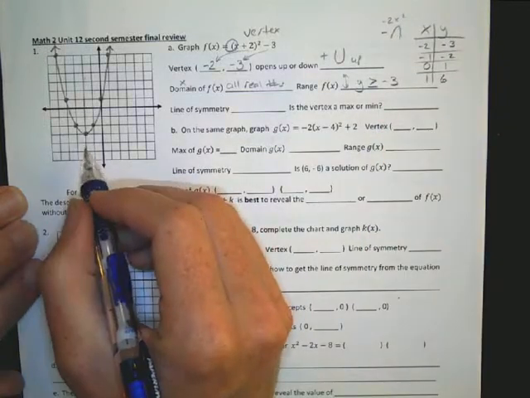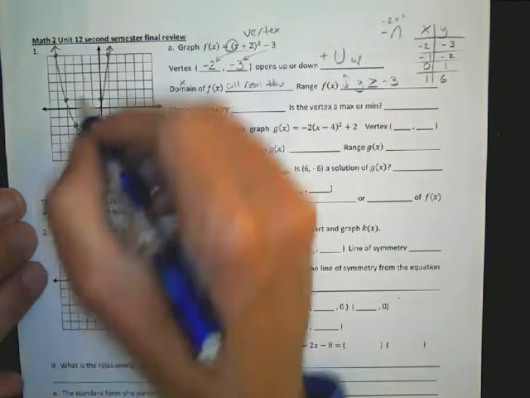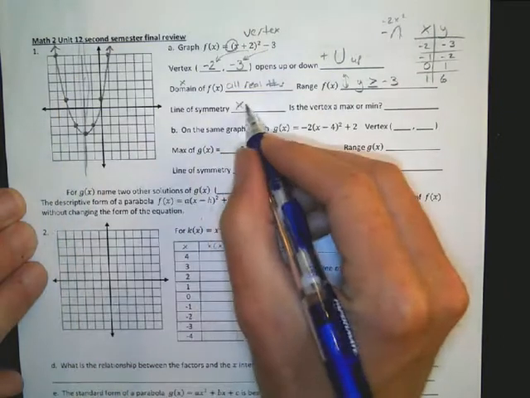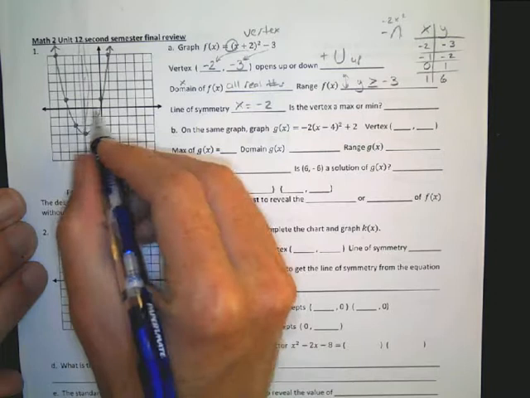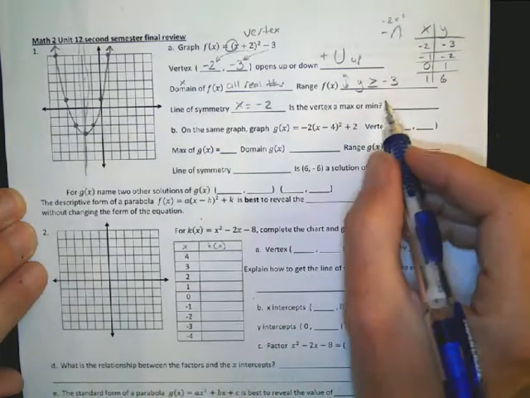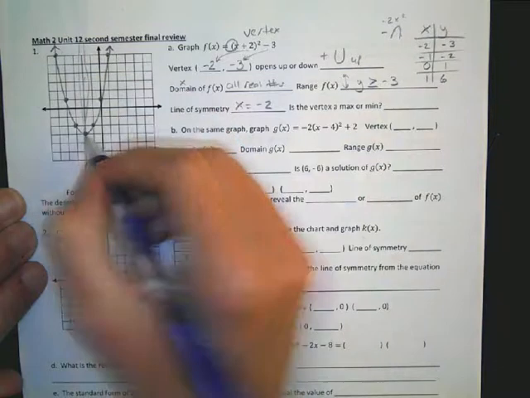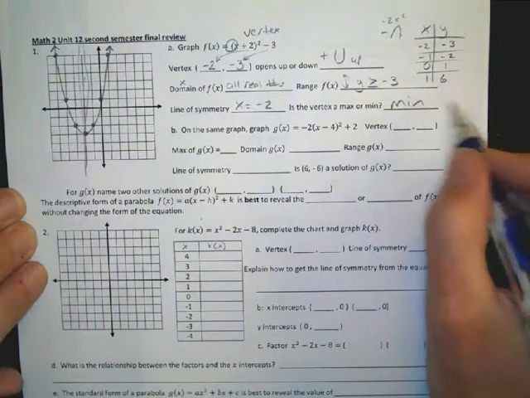My line of symmetry is on this line right there, we already said, which is x equals negative 2. And the vertex, sorry, is there a vertex, a maximum or minimum? Because it stops there, we would call that a minimum value.